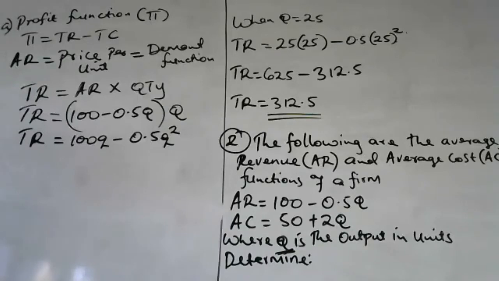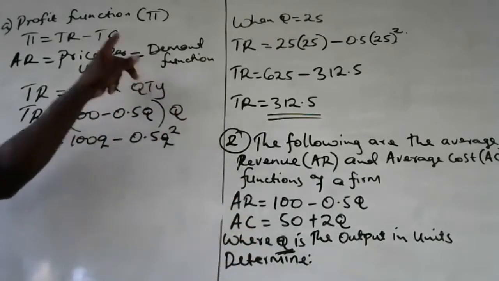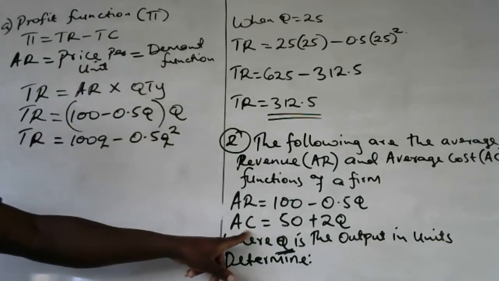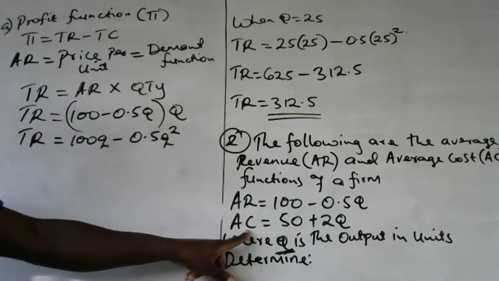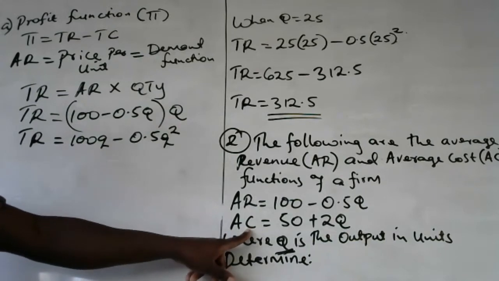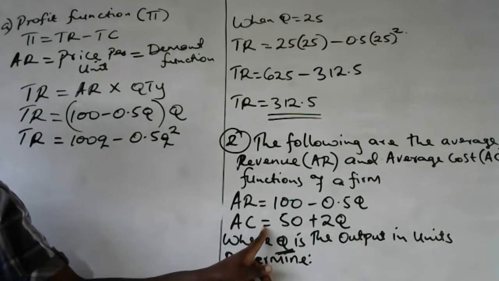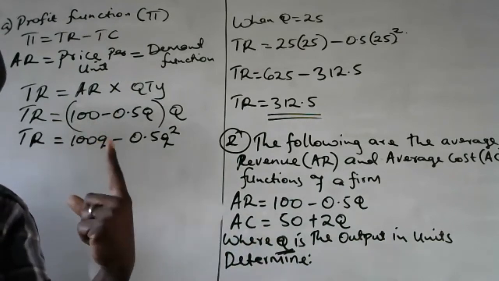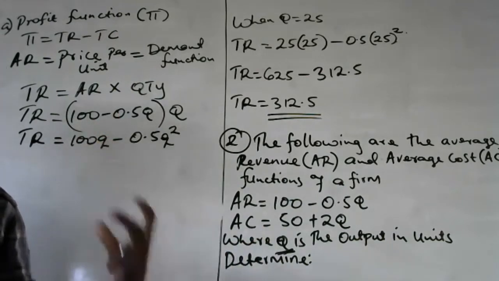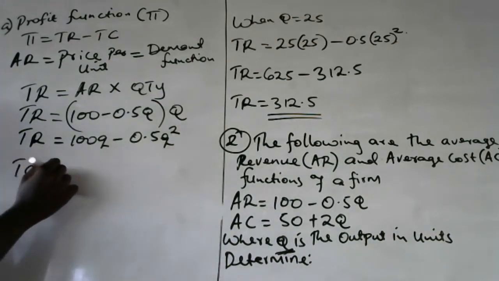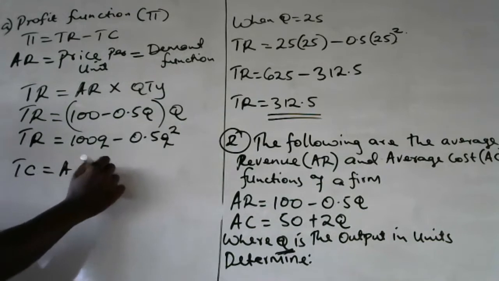The other responsibility we have is to get the total cost function from the average cost function. If you are given the average cost, how do you get the total cost? The average cost is actually the cost of one item. The total cost is given by average cost times Q.